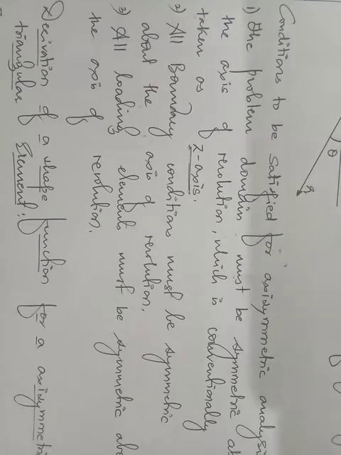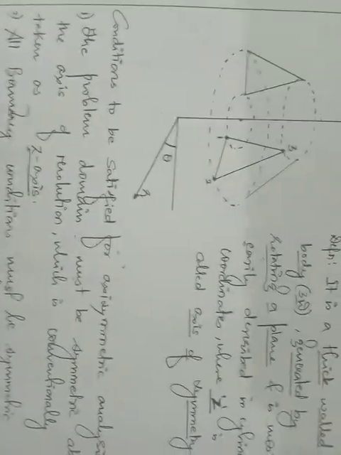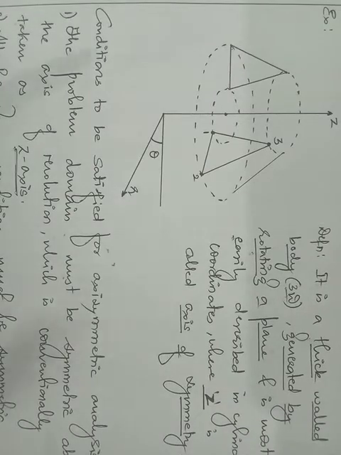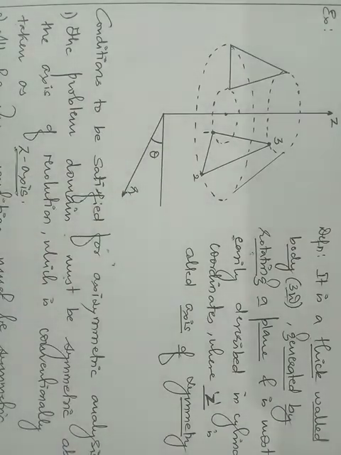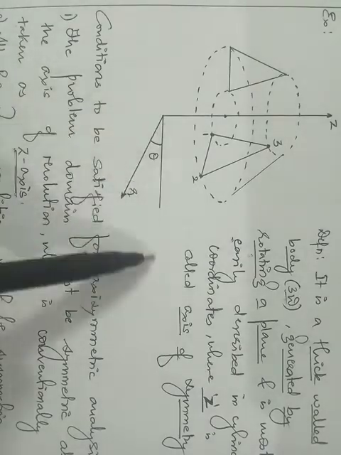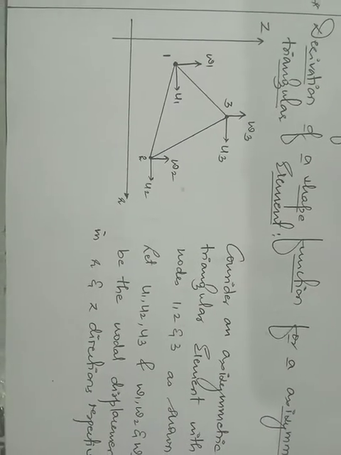Now we will take up an important derivation. The heading of the derivation is derivation of the shape function for an axisymmetric triangular element. I am taking the same triangular element. You can check it out. This is the Z axis, this is the R axis. Since it is revolving, I have shown this angle theta. So I have taken up the same element here.